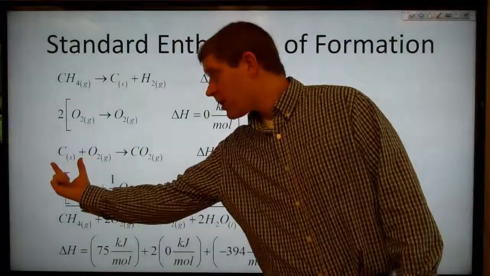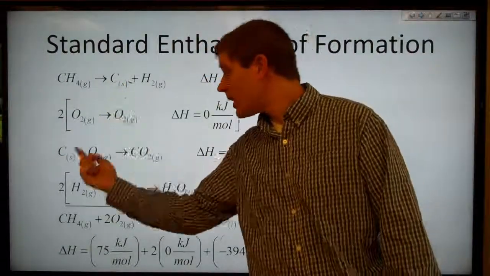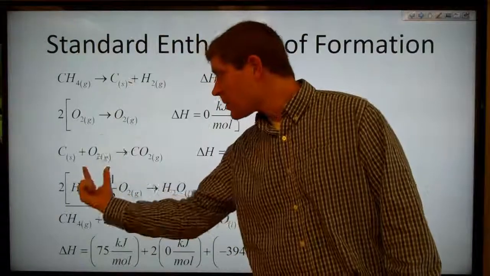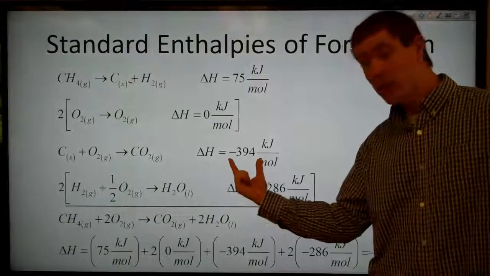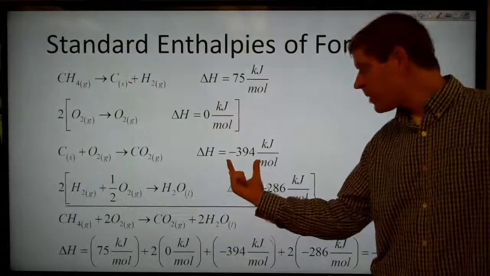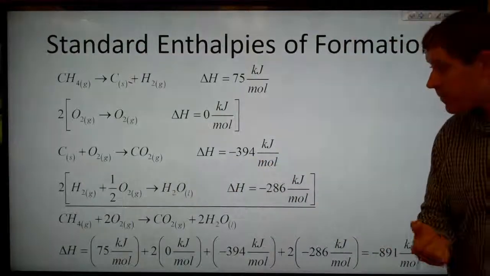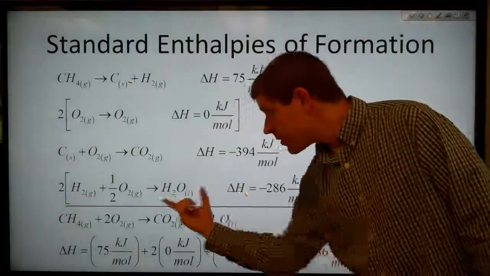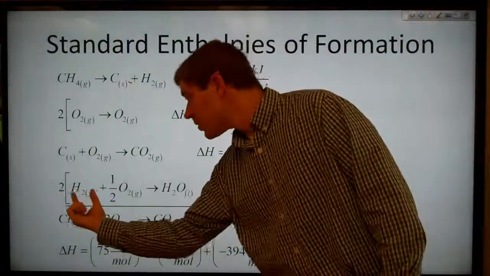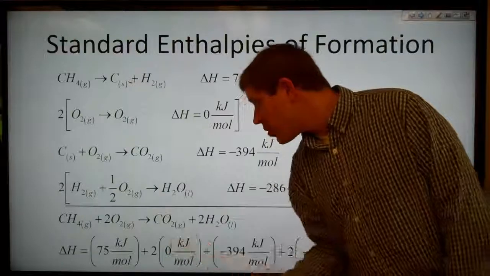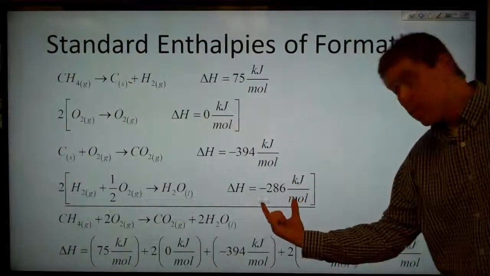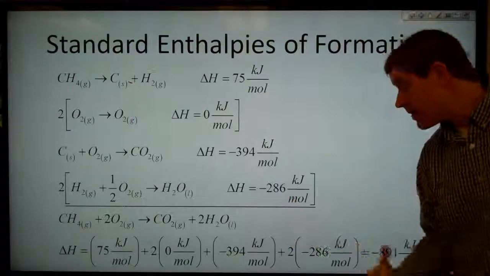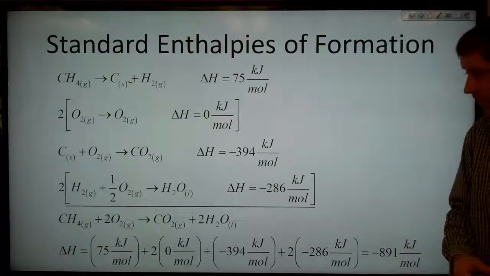And then we have our solid carbon that we took from up there, plus one of our oxygen molecules gives us carbon dioxide. We get out, so negative enthalpy here, negative 394 kilojoules per mole. And then we have this reaction occur twice. So H2 plus 1/2 of O2 gives us H2O, gives us some water, and the delta H there, the enthalpy change, is negative 286 kilojoules per mole.